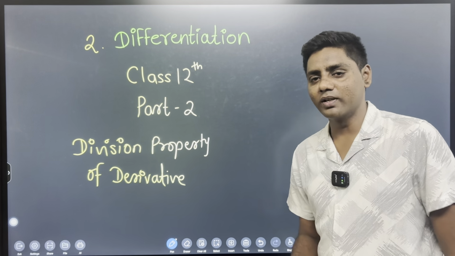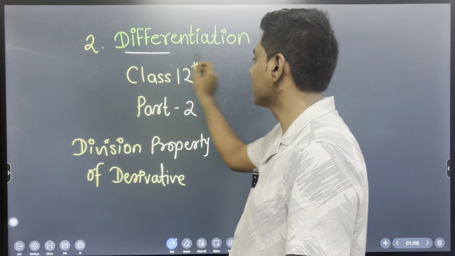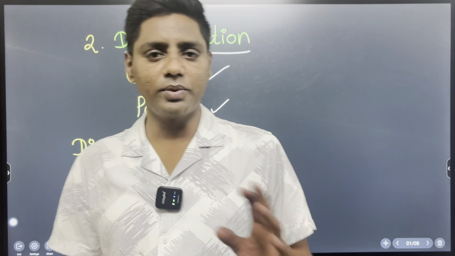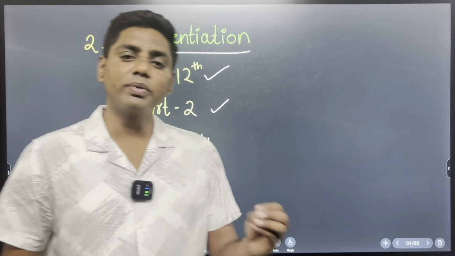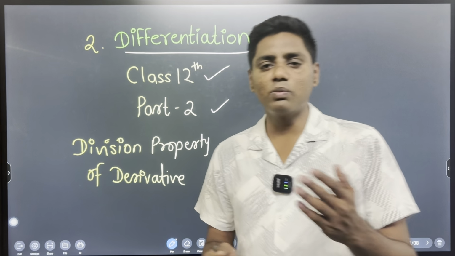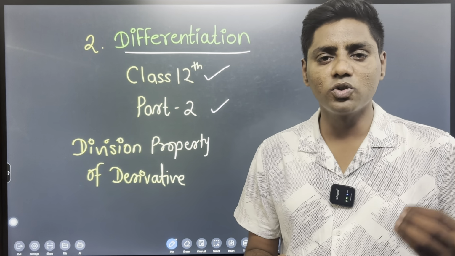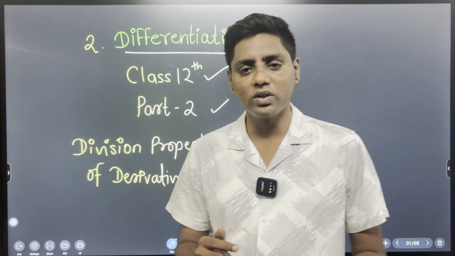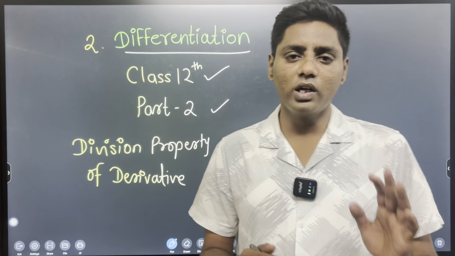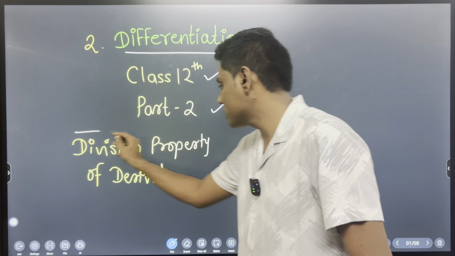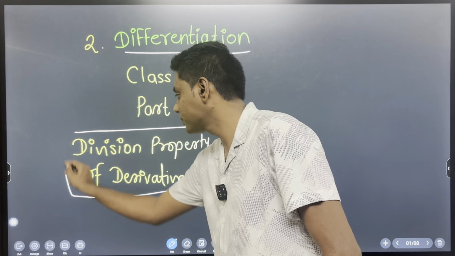Today we have to study about the differentiation class 12 part 2nd, an important chapter. Already we completed the two lectures. First lecture is on the basic formulas, some standard functions of derivative, and the second lecture is we solve some examples based on the multiplication property of derivative. So in this lecture we have to study about the division property of derivative.